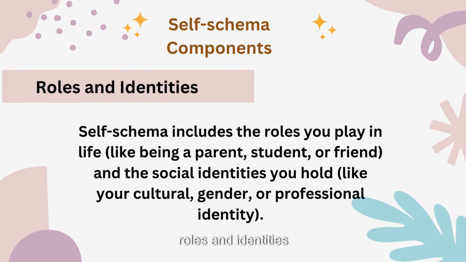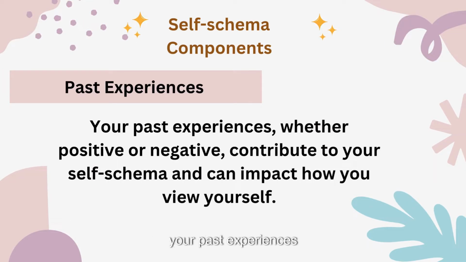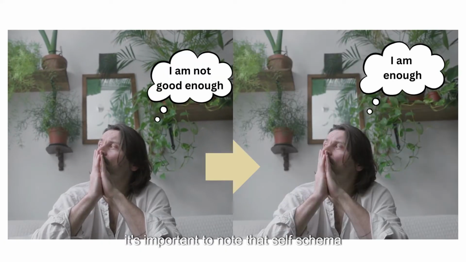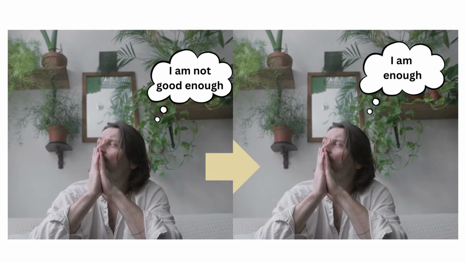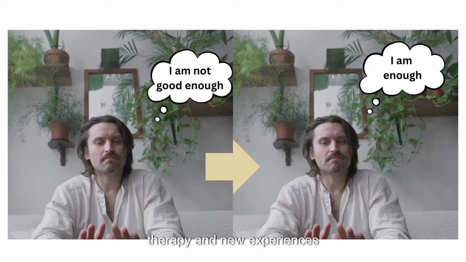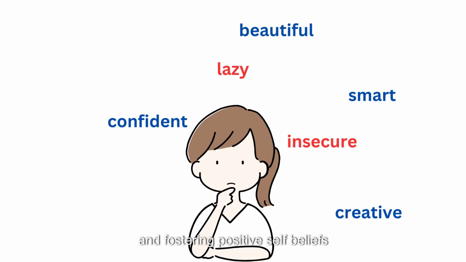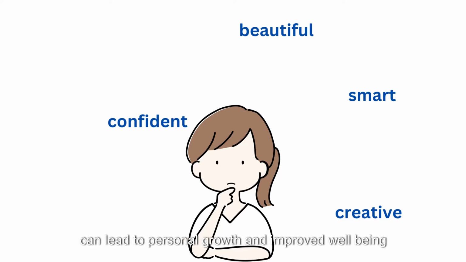Roles and identities. Self-schema includes the roles you play in life, like being a parent, student, or friend, and the social identities you hold, like your cultural, gender, or professional identity. Past experiences. Your past experiences, whether positive or negative, contribute to your self-schema and can impact how you view yourself. It's important to note that self-schema isn't set in stone. It can adapt and change over time, especially through self-awareness, therapy, and new experiences. Challenging negative self-schemas and fostering positive self-beliefs can lead to personal growth and improved well-being.